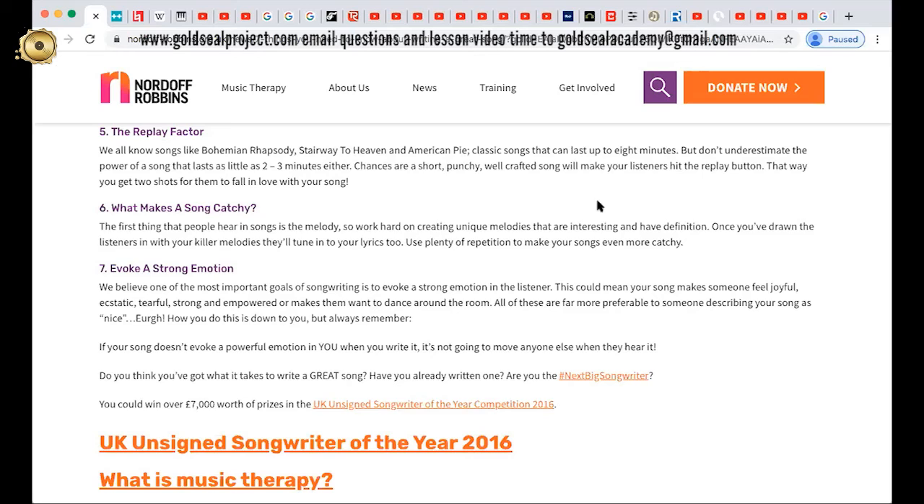The way that you get 2 shots for them to fall in love with your song is to write this simple, catchy factor. So lyrics are going to be very important in the process when we write too, because the more we can make people feel something, the more chance we have of making them replay the song, as well as remembering it because it was catchy and meant something to them.